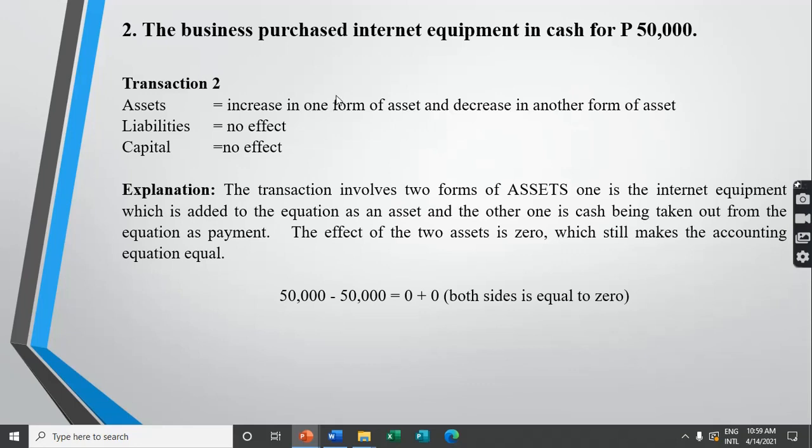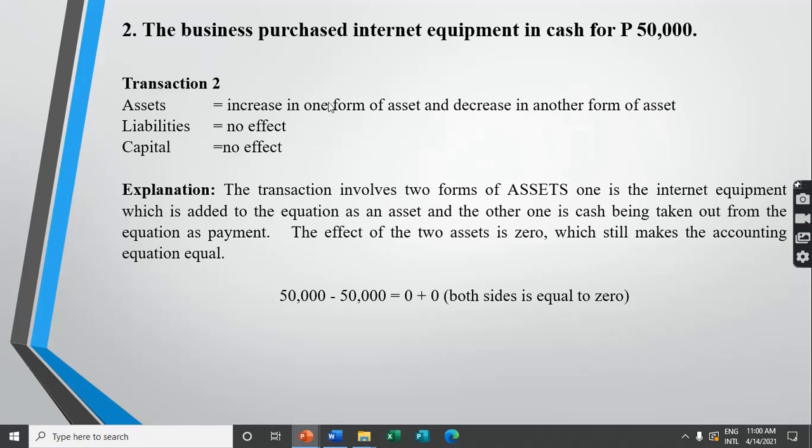Ngayon, ang effect dun sa transaction is yung under asset, nag-increase ka ng asset. Increase in one form of asset. Meaning, may nadagdag sa'yo na asset mo, which is your internet equipment. Pero, nag-decrease ka in another form of asset kasi nagbayad ka ng cash. So, yung investment mo na 200,000, nabawasan na ng 50,000. Tama? Kasi nagbayad ka ng internet equipment. Binayaran mo siya ng cash. Tama? Okay.